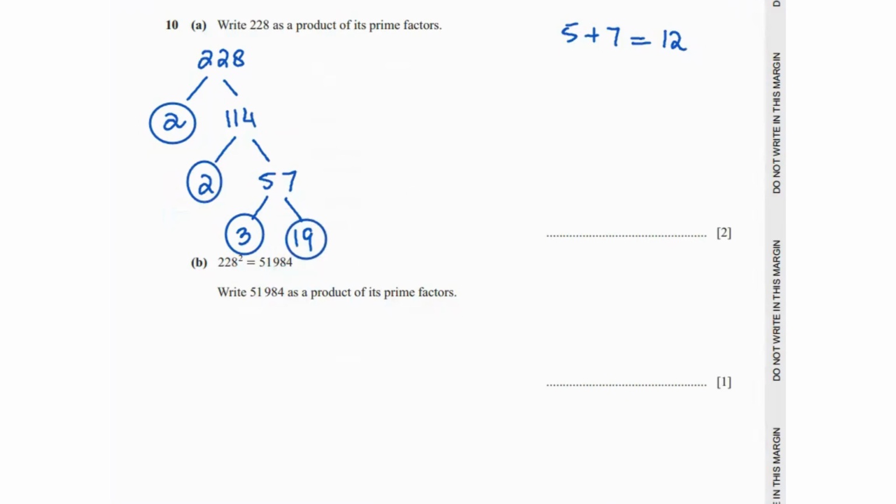The whole point behind drawing a factor tree is that we're trying to break down the number into its prime factors. So we know 2 is a prime number, 3 is a prime number, and 19 is a prime. So 228 is the same as 2 times 2 times 3 times 19. We can also rewrite this as 2 square times 3 times 19. Either way, your answer is correct.